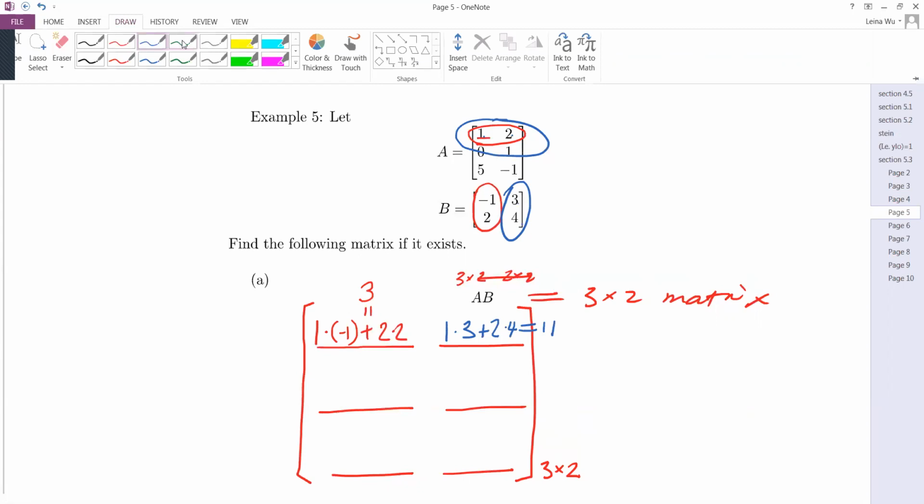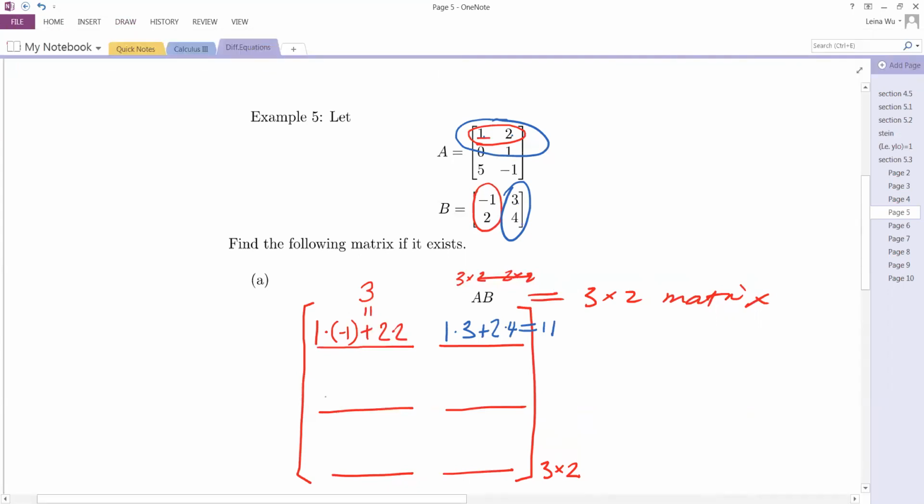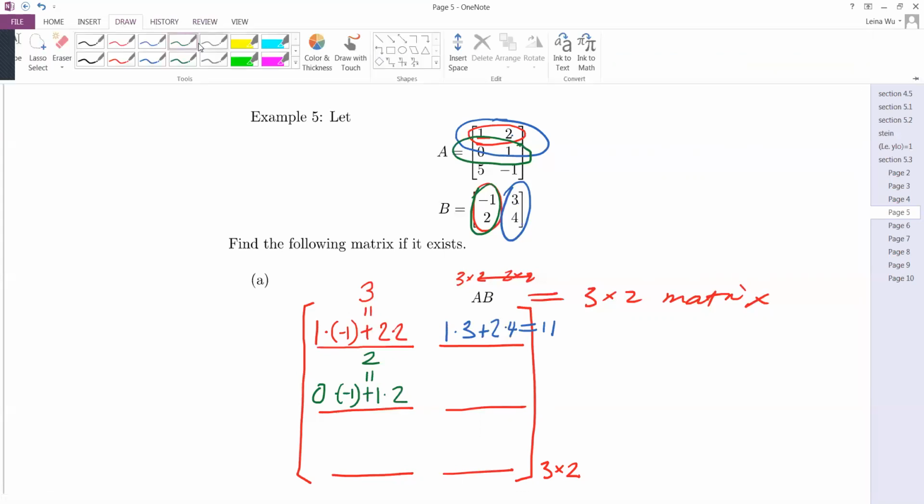Okay. And then next will be second row, first column. So we should do second row, first column, okay? 0 times negative 1 plus 1 times 2, which will be 2. I'm just going to do the last one here and then ask you guys to finish the last row here.